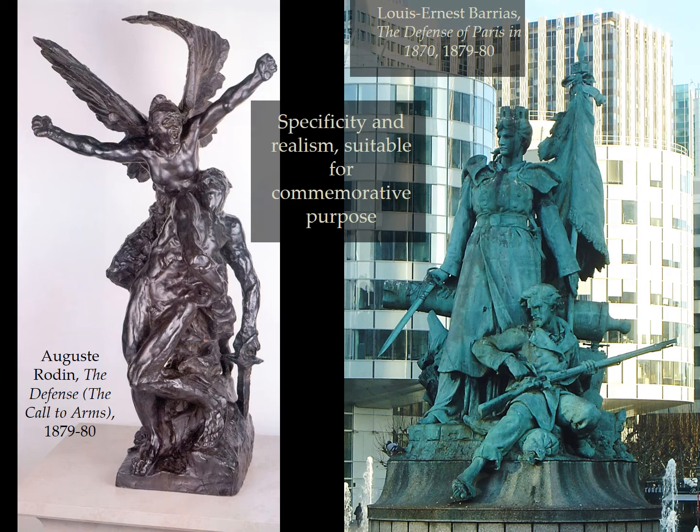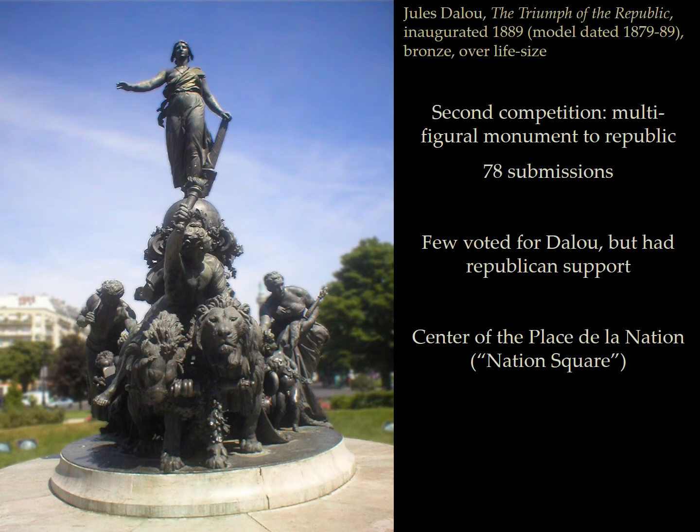But Rodin's approach here will become very important as we move further into modernism. The second major competition was actually a multi-figural monument to the Republic, with 78 submissions for it. Now, few actually voted for the winner, Jules Dalou, and his Triumph of the Republic, but he had the support of government. So here we're going to have the center for the Place de la Nation, or Nation Square, and in it we have another triumph of this new government.